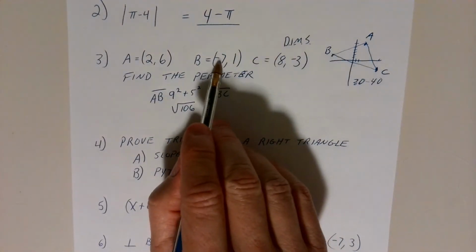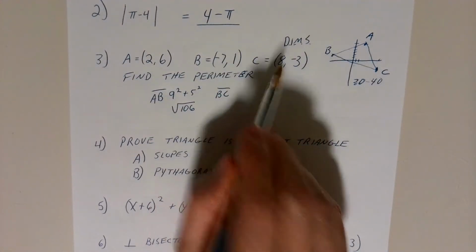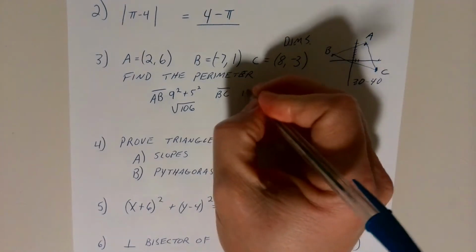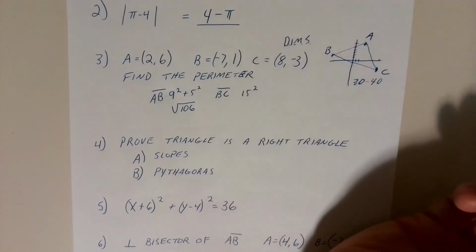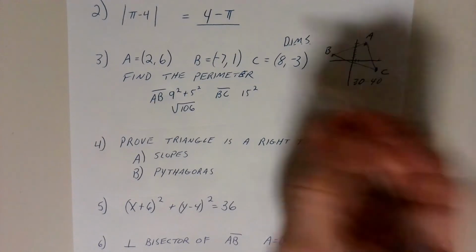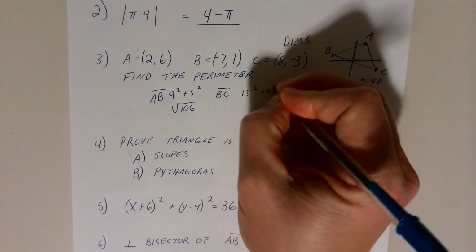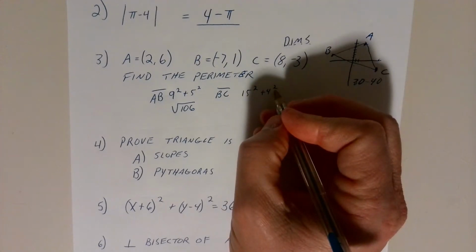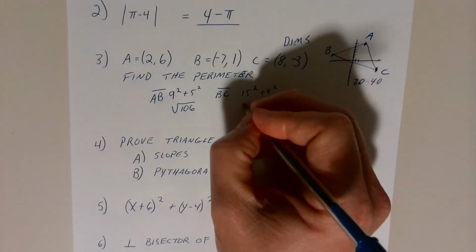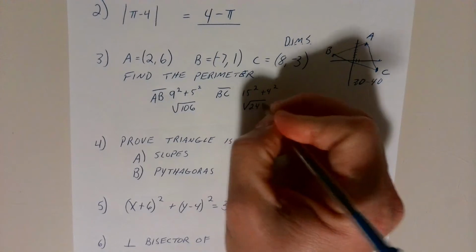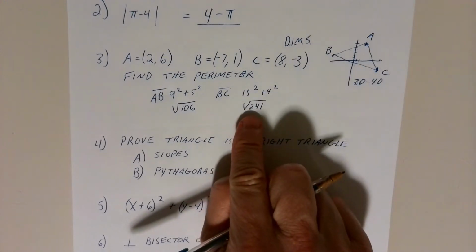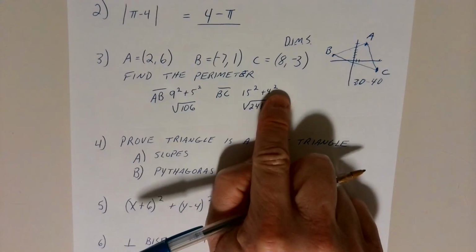So how far is it from negative 7 to 8? Well, that's 15. 15 squared is 225, but I'm going to leave it as 15 squared right now. And then from 1 to negative 3, that's 4. So 225 and 16, that's 241. So the square root of 241, which I know is a little bit bigger than 15, because that's really not much at all, right?